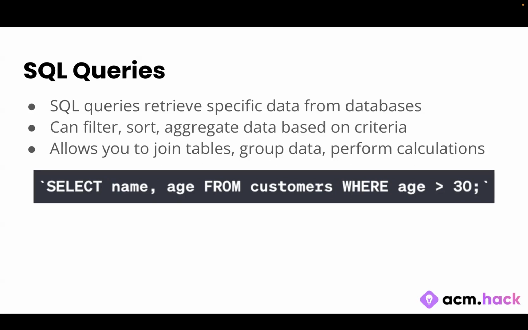So we can kind of break it down. The select keyword here specifies the columns that we want to retrieve our data from. The from keyword specifies the table we want to retrieve our data from, and where filters our rows on specific conditions. So basically this query is accessing a table called customers, then going to specific columns, name and age, and then returning to us rows in those columns where the age is greater than 30.